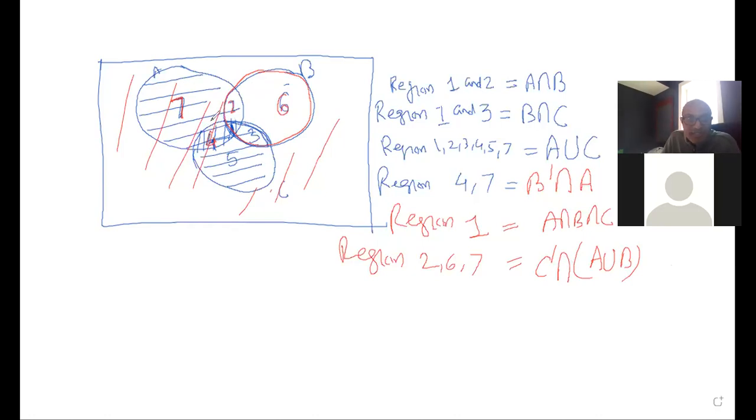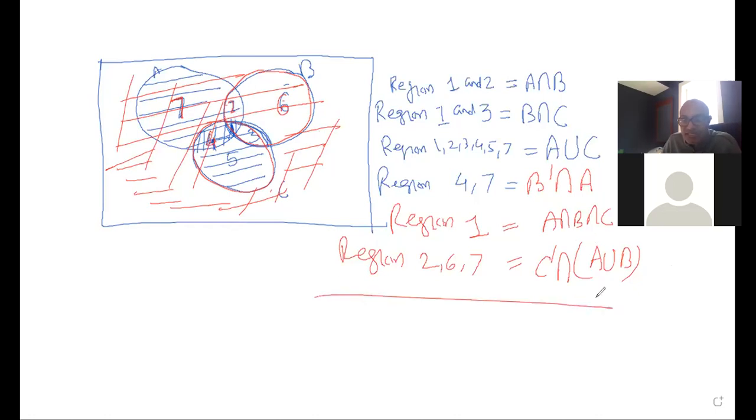C complement, this is my C. And C complement means outside, all these things. C complement is this one, including this and this. Out of this one, I just would like to count this and this. So C complement intersection, if I take the common part, A union B. Does it make sense? Yes.